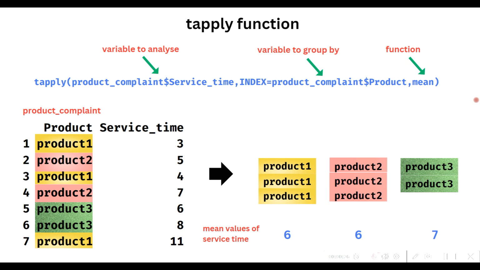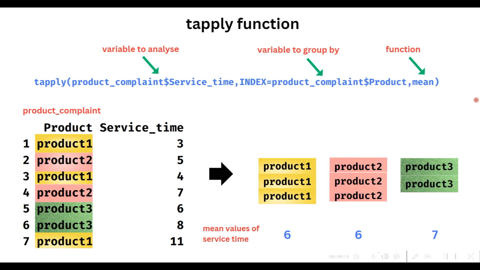We have a dataset in which the service time to repair a product is recorded. We would like to find out the mean service time to repair for each individual product. So here we will first have to group the data into individual products and then find the mean value of service time for each group. The syntax for the dplyr function is simple.